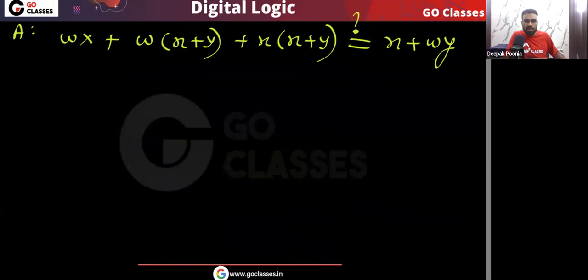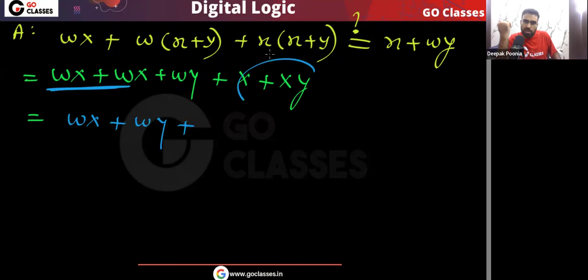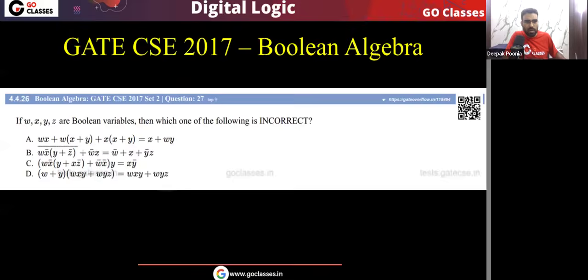Is this clear? Or if you want, the same option A you can check using the Boolean algebra laws. Let's see what this LHS will become. It will become WX or WY, or X or XY, because what will be XX? XX will be X. Now you can notice they are basically the same. So it will be WX or WY, or here you can apply the absorption law and you will get X. Again, here I can apply the absorption law, I will get X or WY. That's it. This is the same as the RHS. So option A is definitely true.